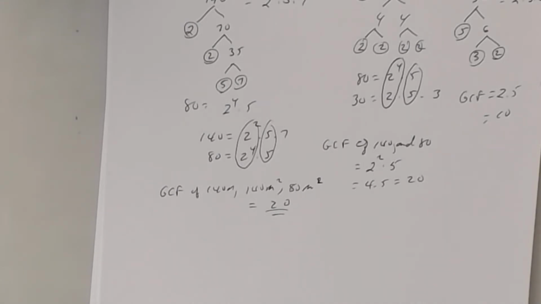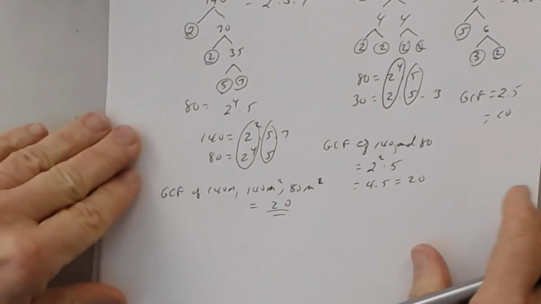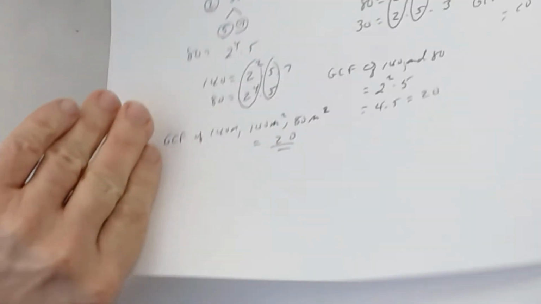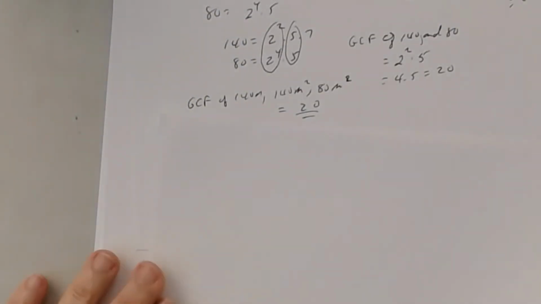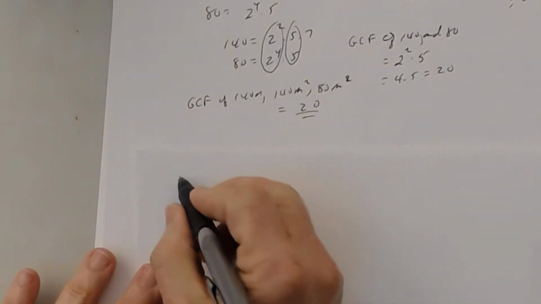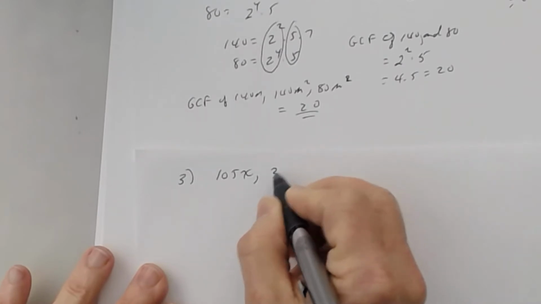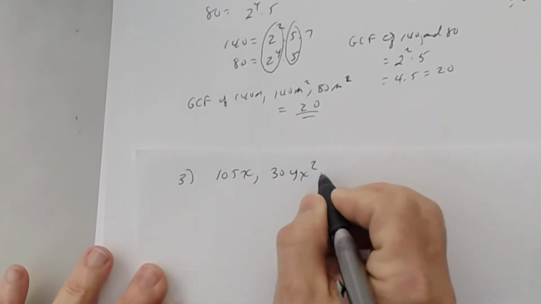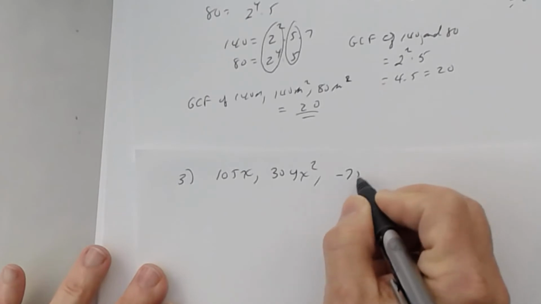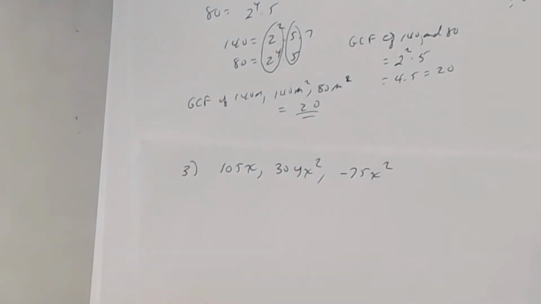All right. Number 3. Round 3. You have 105x, 30yx squared, and a negative 75x squared. So one of the problems on the worksheet, one of the terms was negative. Okay, no big deal. In that case, if you want to, you can make the GCF a negative or a positive, it does not matter.